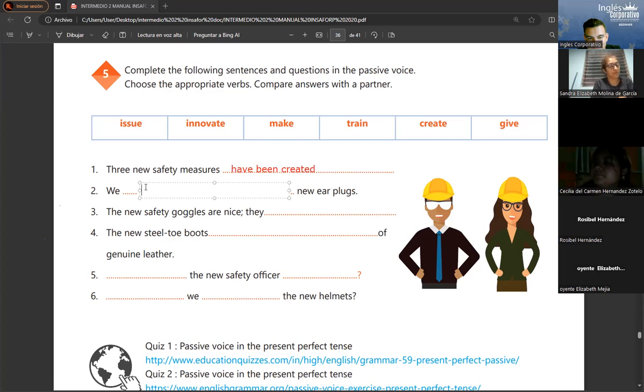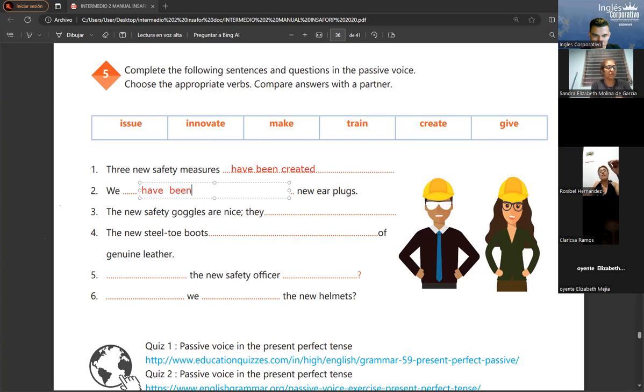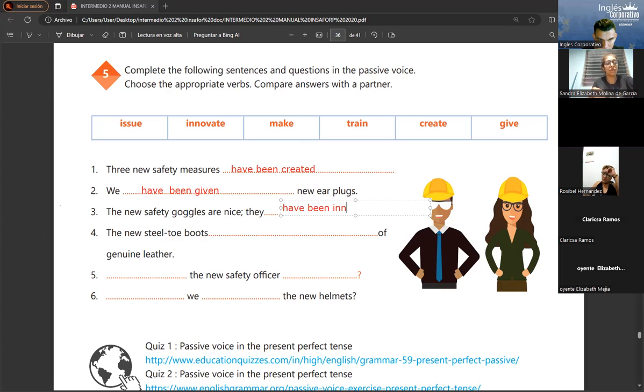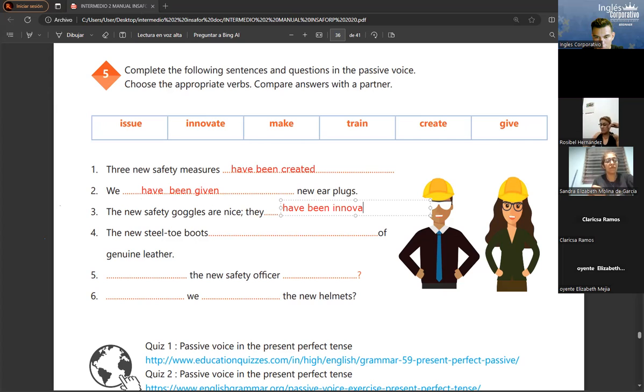Number two. We have been given new earplugs. All right, then these new safety goggles are nice. They are being innovated. Innovated, have been innovated.